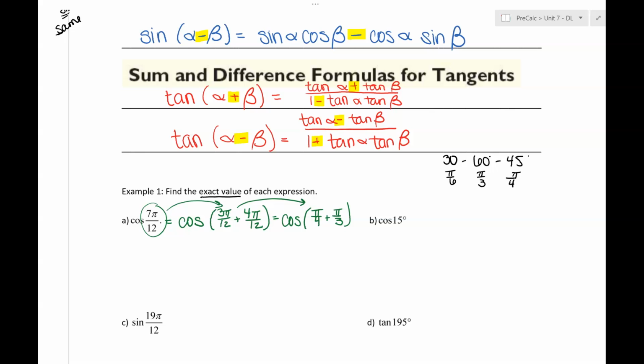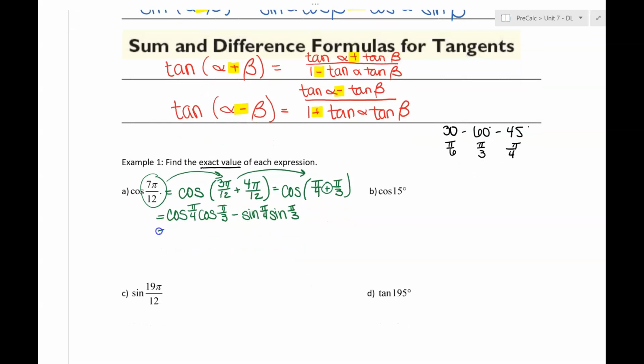So let's go ahead and plug this into our cosine sum formula. Okay, so we know that it's going to be cosine of the first angle, which is pi over 4, times cosine of the second angle, minus, because we change the sign, so minus sine of the first angle times sine of the second angle. All right.